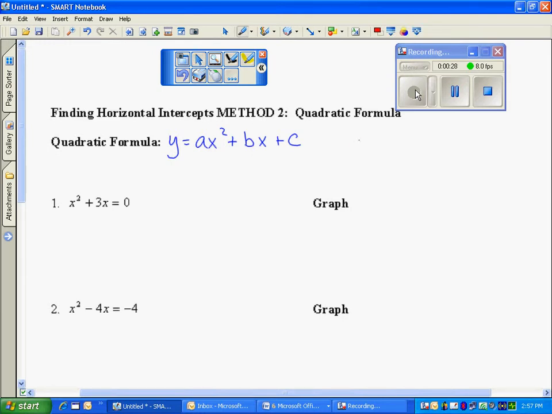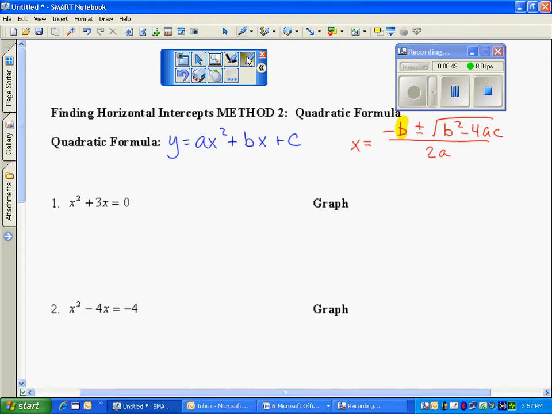The recipe says my x-intercepts, or my solutions for x, are going to come from a formula that says negative b plus or minus the square root of b squared minus 4ac all over 2a. Now what you need to know here: a, b, and c are numbers. Notice there are no x's in my formula.